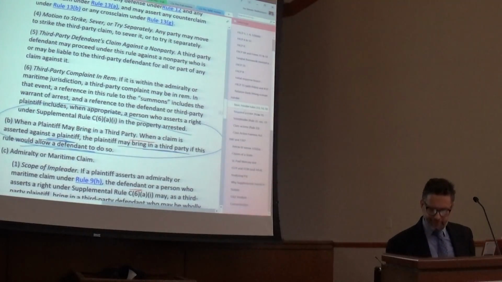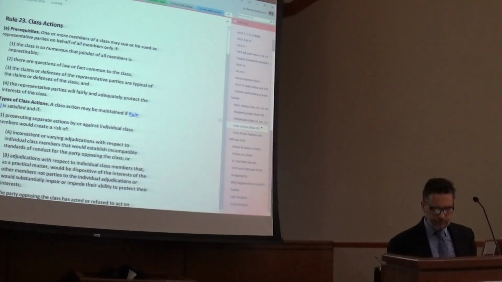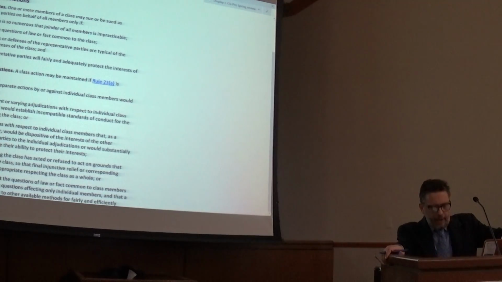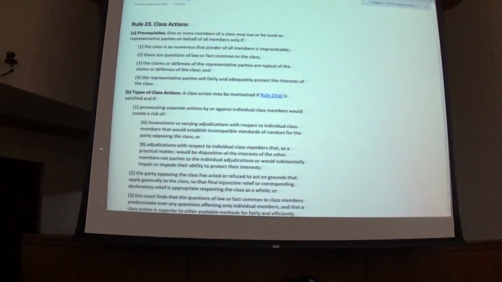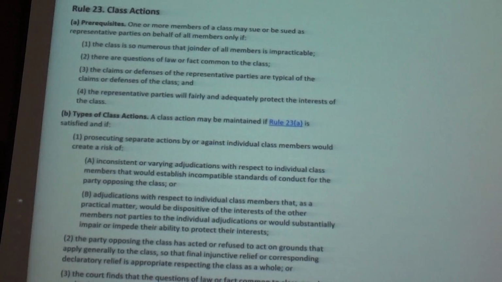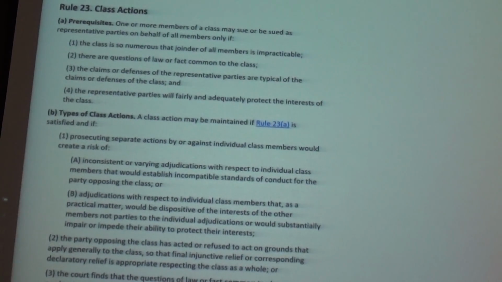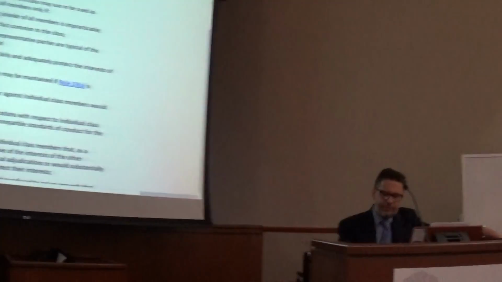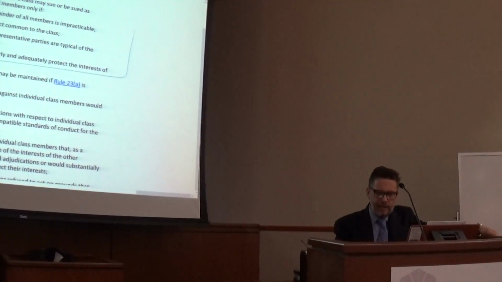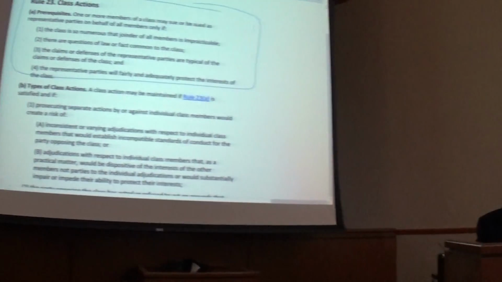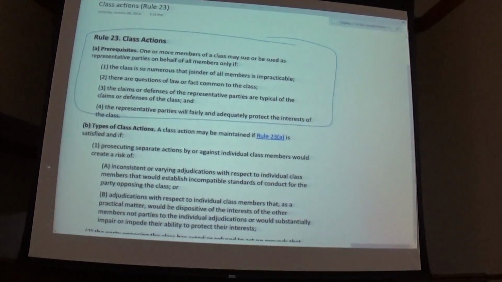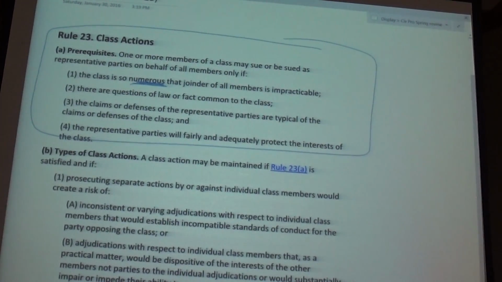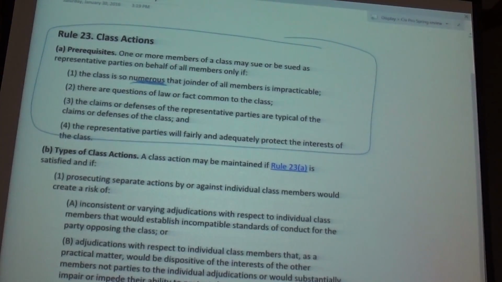Let's see, what else do we have? Talk about interpleader. Class actions, I teach briefly in class. I highly recommend, if you're interested in litigation or complex litigation, take Professor Moore's complex litigation class, as she goes into this in way more detail than I do in this class. A couple things worth noting: to have a class action, you have to satisfy Rule 23(a), which is prerequisites of numerosity. Usually less than 20 is not going to be enough. Usually more than 100 will be enough.